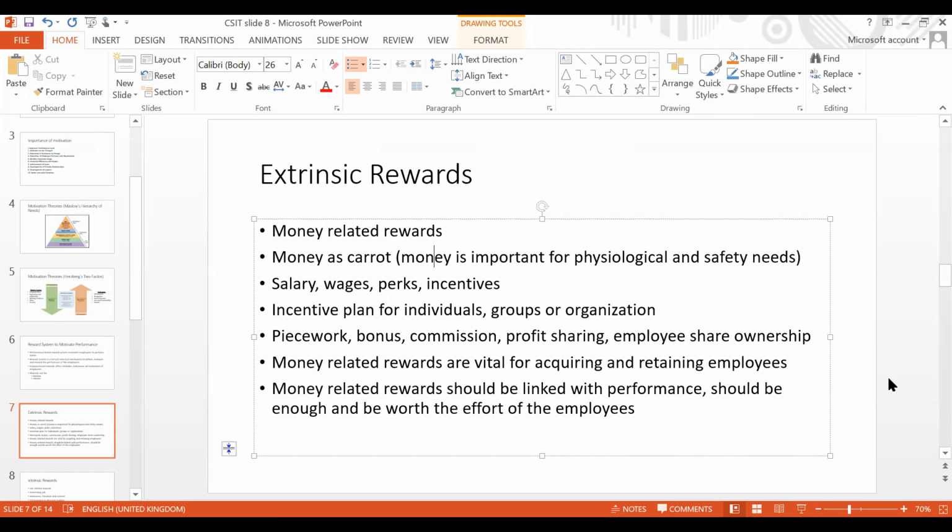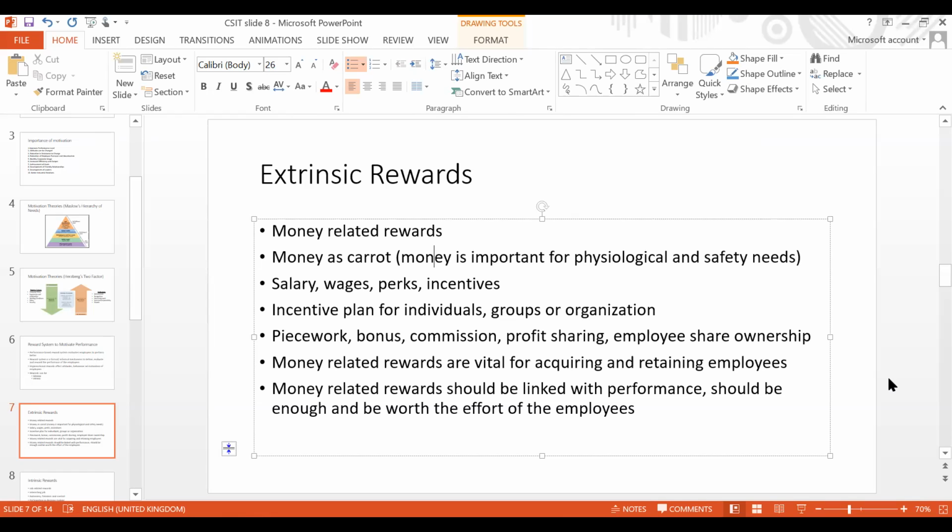And if you are using push strategy and showing the stick and making the people work over it, that is the X theory. So here you're using money as a carrot, money as an attractor, money as the factor to make people work. You said extrinsic. So here for extrinsic rewards, you increase the salary, you increase the wages, you increase the benefits to them, any sort of incentives in the form of monetary benefits, whatever, that is extrinsic rewards.